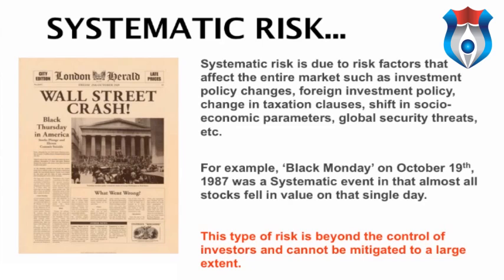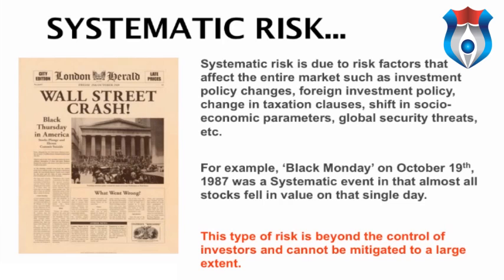So that is systematic risk. Systematic risk is due to risk factors that affect the entire market, such as investment policy changes, foreign investment policy, taxation, shift in social economic parameters, global security threats, etc. For example, Black Monday on October 19th, 1987, was a systematic event in that almost all stocks fell in value on that single day.